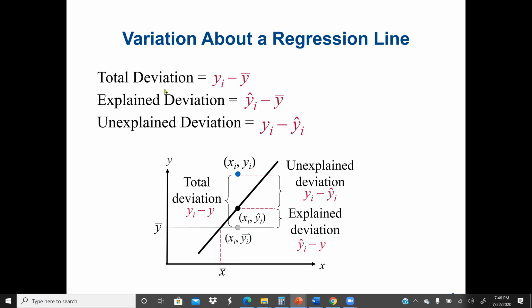So again, the total deviation is the mean of the data set subtracted from each of the Y values of the data set. Explained deviation, subtract the mean of the data set from each predicted Y value. Then unexplained deviation is the difference of each actual value minus each predicted value.